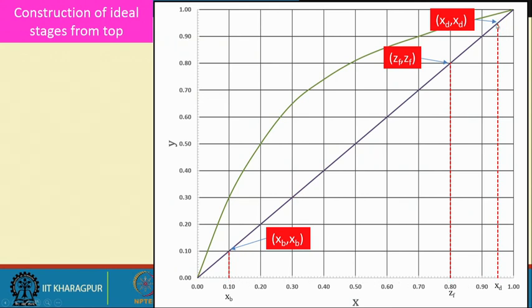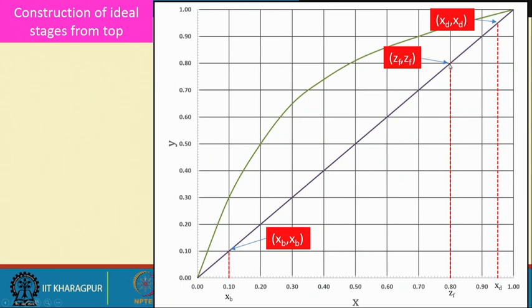Now, we know that all these 3 points will be lying on the 45-degree line. For the rectification section, it will be XD. For the feed line, ZF is 1 point, and for the operating line for the stripping section, XB is 1 point on the operating line. So, first we locate the 3 points which will be lying on the 2 operating lines and the feed line.